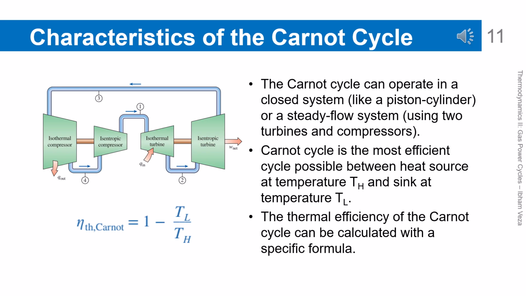Characteristics of the Carnot cycle. The Carnot cycle can be applied to both closed systems and steady flow systems. Its efficiency depends only on the source temperature and the sink temperature. This relationship is expressed by the formula eta_TH = 1 - TL/TH. No other cycle can exceed this efficiency at the same temperature limits. Therefore, Carnot is used as the upper performance bound for all heat engines.